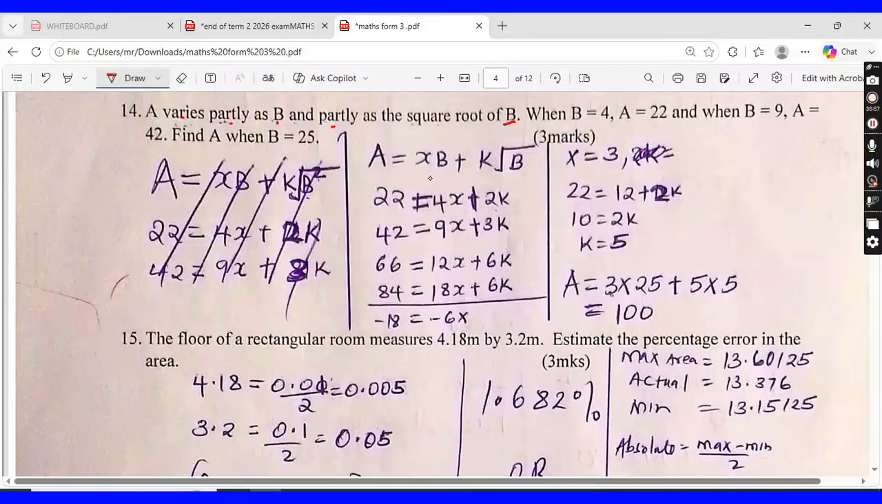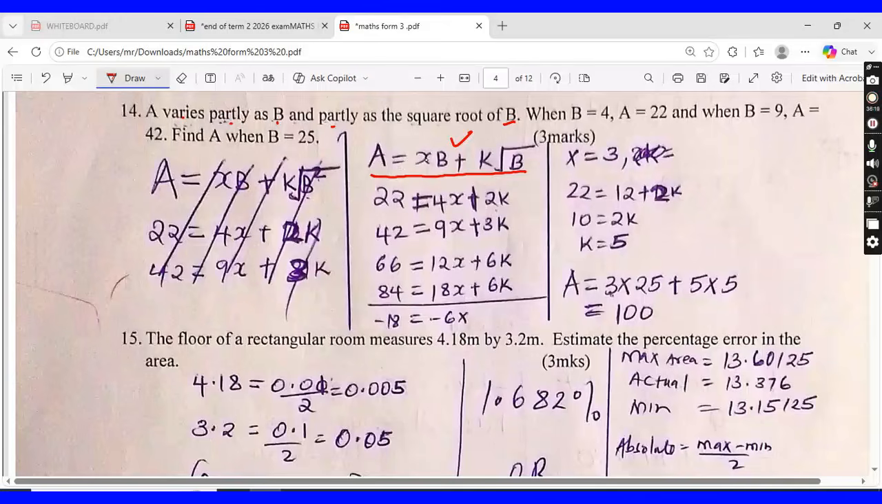So please make sure you understand the types of variations we have. We have direct, inverse, partial, and joint. Writing this expression is very important, understanding how to write this one. But if you have any problem, you let me know in variation.